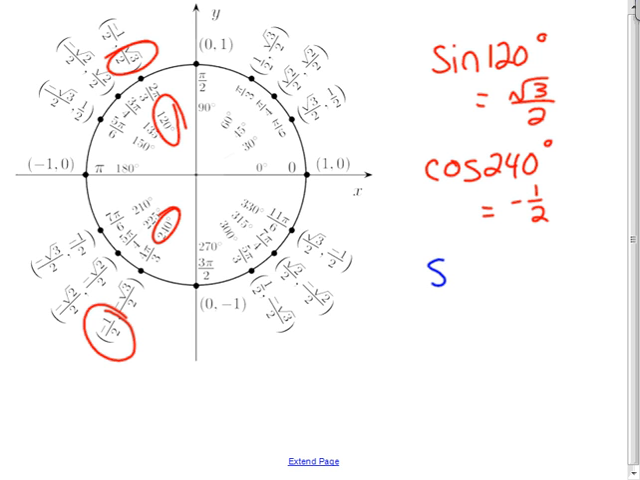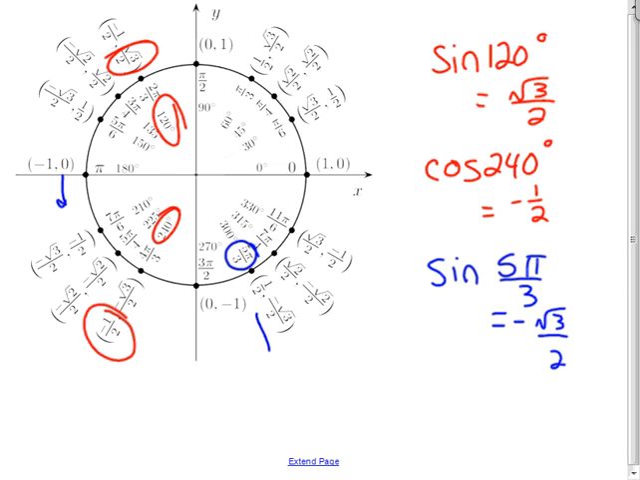So I want you to find the sine of 5 pi over 3, which means I find 5 pi over 3. Think about it. 5 over 3 is more than 1, so it's on the bottom half. 5 pi over 3 is right here. Sine is my y value, so this is negative square root of 3 over 2.